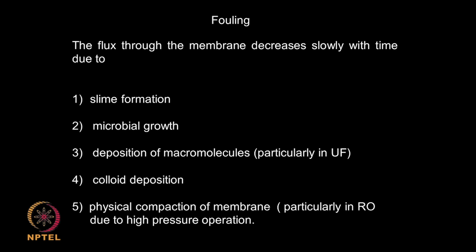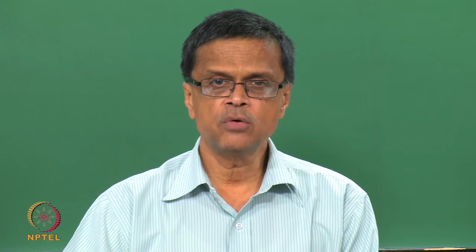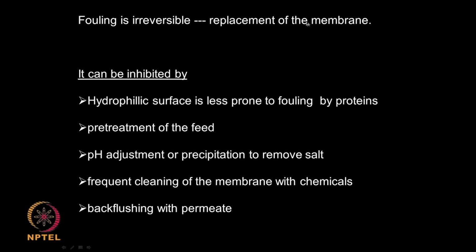So, there are some ways of overcoming these problems, and after some time you may have to throw the membrane away and buy a new one. So, that is an operating cost. The cost of the membrane becomes an operating cost. Okay, so, fouling is irreversible. So, you have to ultimately replace it. It can be inhibited.